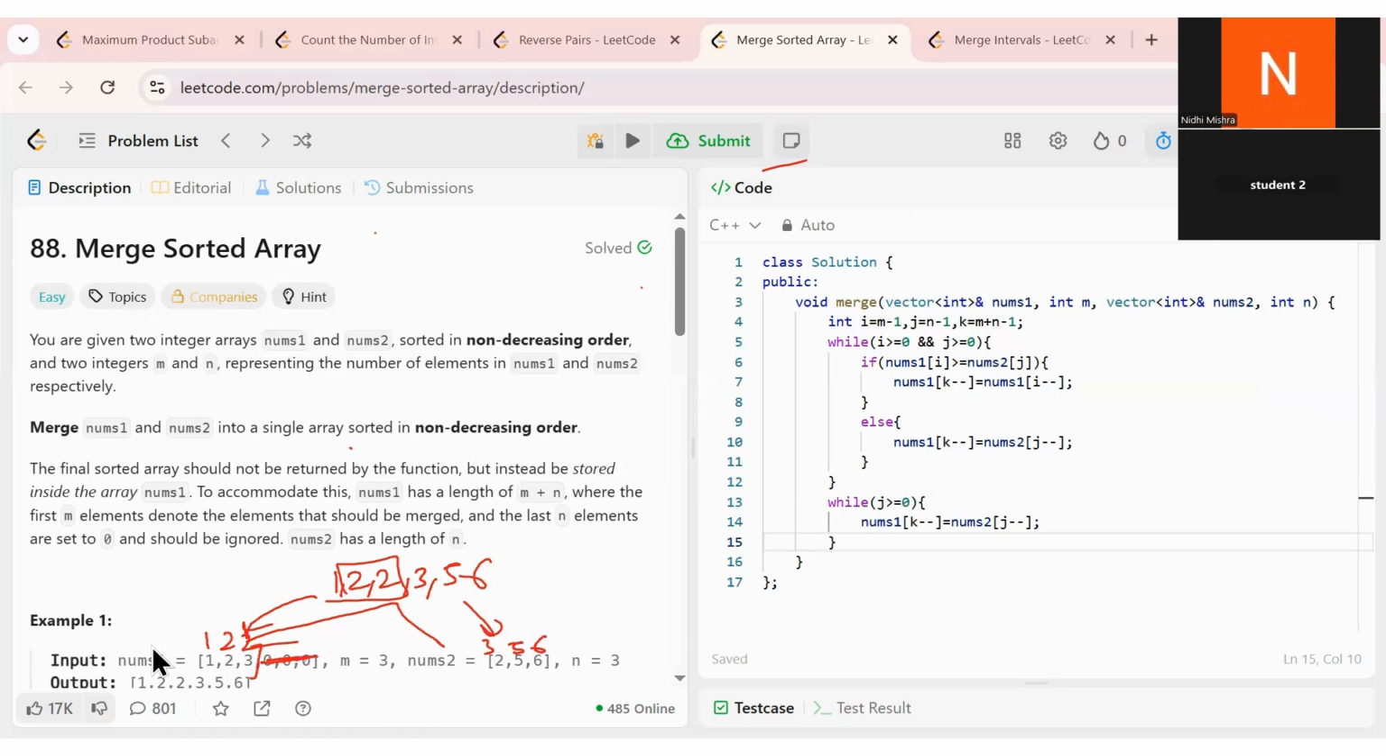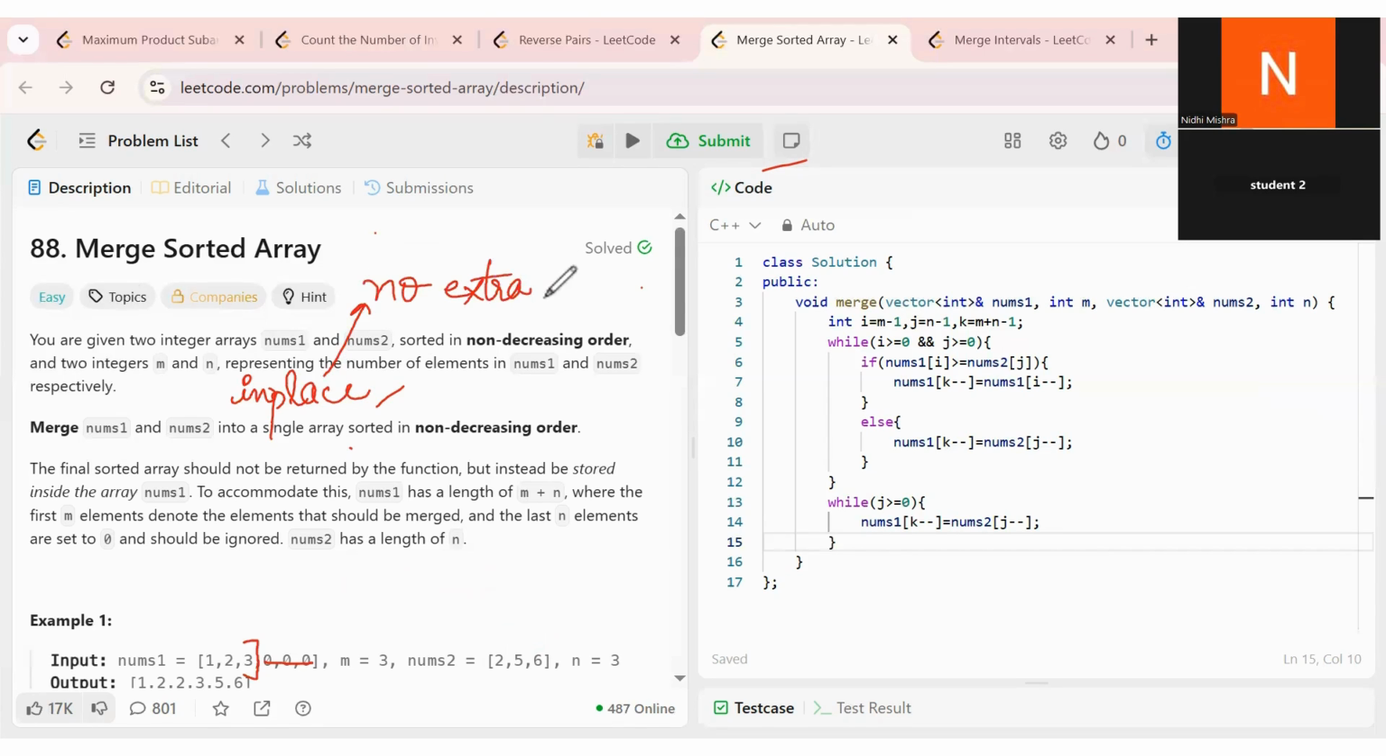Now think how we can do this. One way is we can use extra space, but we have to do this in place. Do you know what is meant by in place? Yes, ma'am. Without using extra space, we have to do it with no extra arrays. Now think about some solution for this. I'm giving you 2 minutes to think. Take time nicely and then tell me the solution. It's very important to take time.